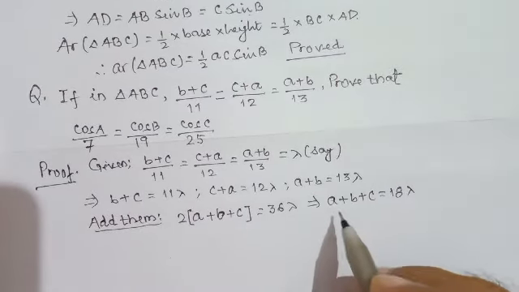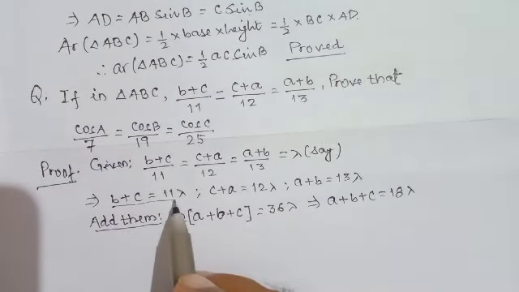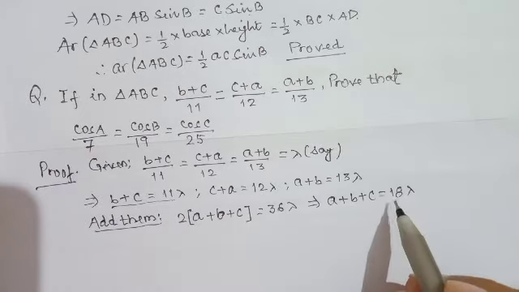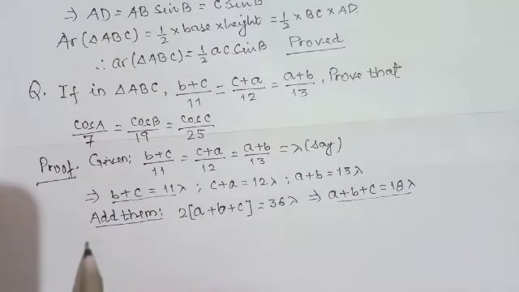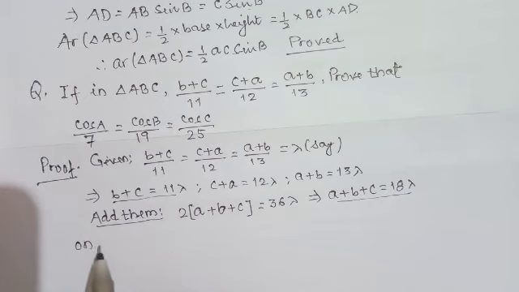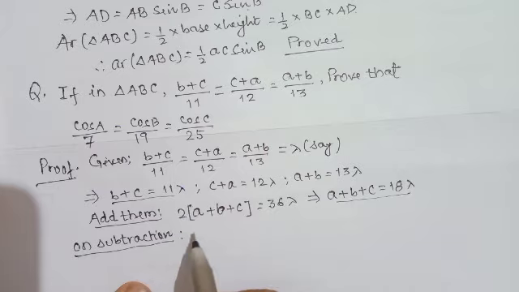Now subtract B plus C is equal to 11 lambda from this one. A plus B plus C is equal to 18 lambda. So on subtraction, we have A is equal to 18 lambda minus 11 lambda, that is A is equal to 7 lambda.